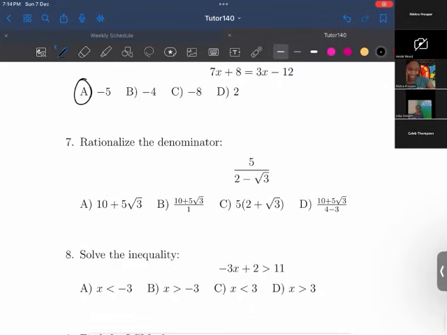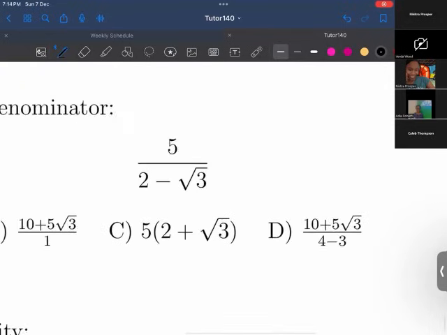Rationalize the denominator. So to do that, we have to figure out the conjugate of the denominator. The conjugate is almost the same thing, but with the opposite sign. So the conjugate of this would be 2 plus root 3. So we're going to multiply the numerator and the denominator by 2 plus root 3.